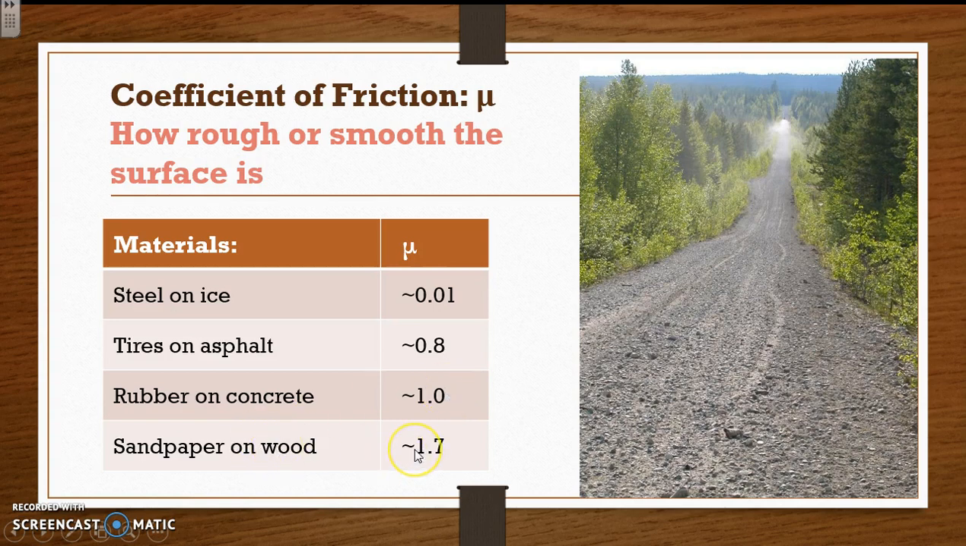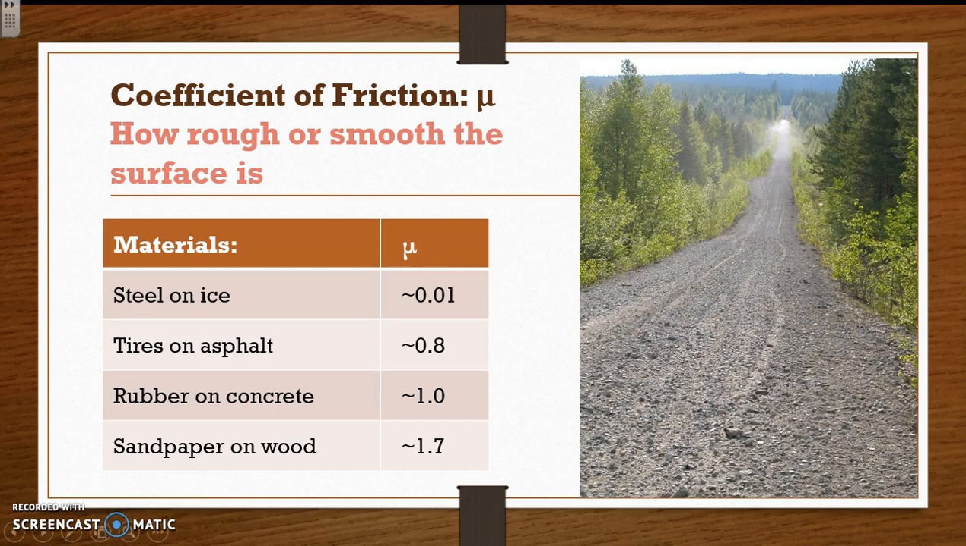Sandpaper on wood is passing rough into positively scratchy. We're up to 1.7 already. By the time you get to 2 on a scale of 0 to 2, check your math. Anything past 2, you're past rough and scratchy into the land of sticky. If you're not walking on duct tape, sticky side up, better check your math.